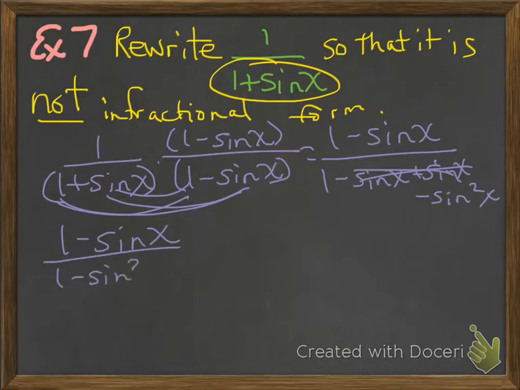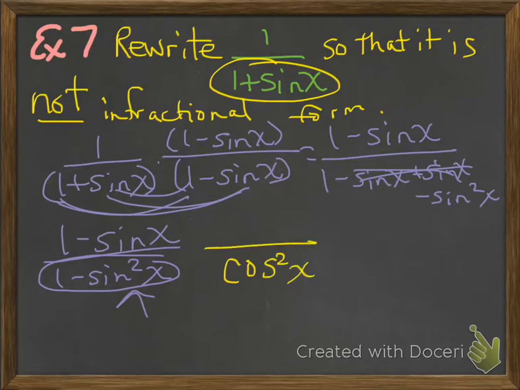Okay, now these two cancel out, so I have 1 minus sine x over 1 minus sine squared x. This should ring some bell. It's a Pythagorean identity. It actually can be replaced with cosine squared. So now we have 1 minus sine x over cosine squared x. Now nothing cancels out here. This is just a sine right here. It's not a sine squared, so it's not going to turn into anything using the Pythagorean identity.